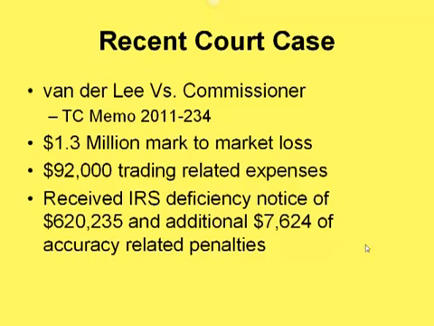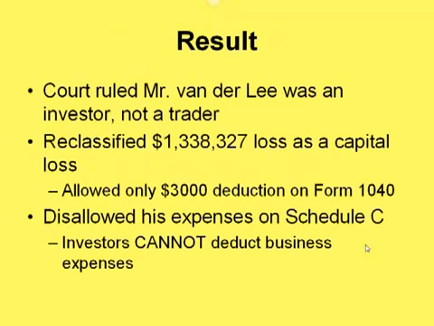Back in 2002, Mr. Vanderlee filed his taxes as a trader. He claimed a $1.3 million mark-to-market loss and $92,000 of trading-related expenses for the year. He shortly thereafter received an IRS deficiency notice because the IRS was disputing his claim that he was a trader. Unfortunately for Mr. Vanderlee, this went to court, and the court ruled that he was an investor, not a trader.